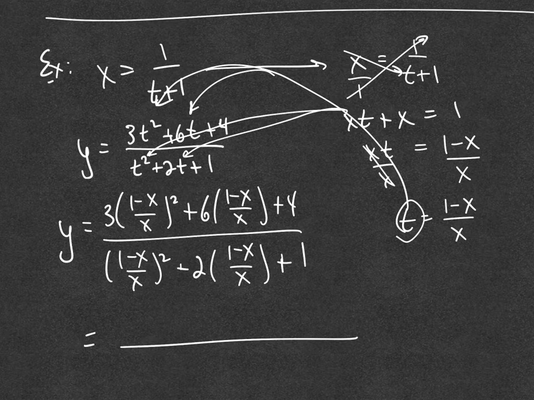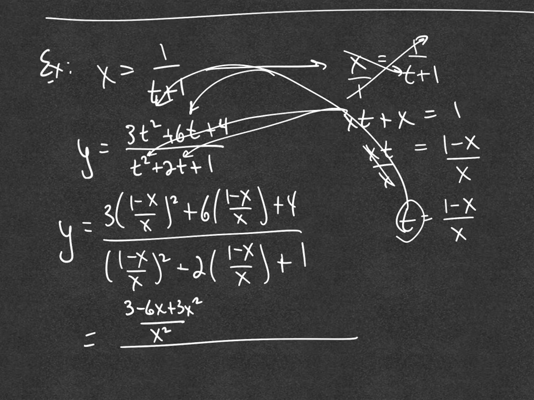Some of it's not so bad, but other parts are a little bit tougher. As an example, the first part is pretty tough: 1 minus x over x squared. I know you're not going to have an issue with the denominator. That'll just be x squared. But the numerator, we'd have to square a binomial. So (1 minus x) squared, and then distribute a 3. And what we'll get then is 3 minus 6x plus 3x squared. All right?